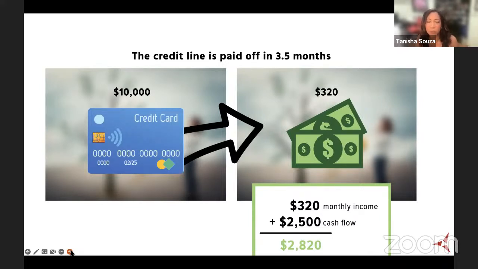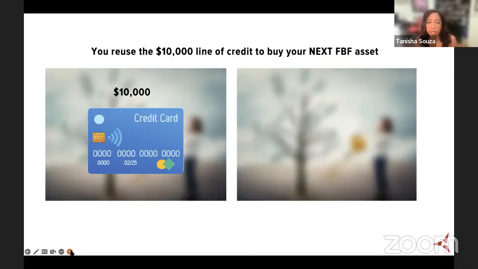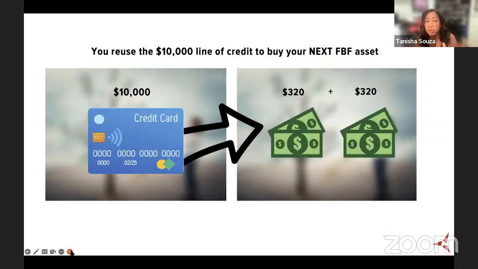So if you can pay it off that quickly, and because it's a revolving line, like a credit card, you're able to use it again to do your next investment. And this is when we start stacking, right? So it's not just $10,000 and $320. You have $10,000 that you invest in that second investment, and now you have $320 times 2 coming in, or $640 to pay down that line coupled with your $2,500.